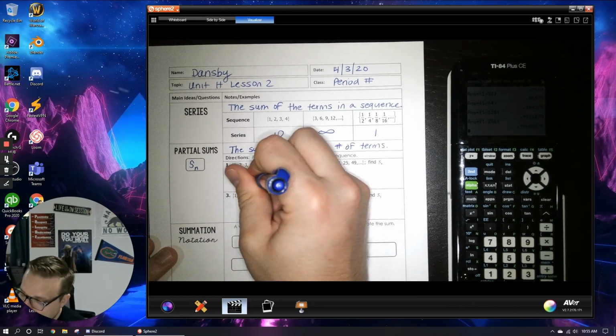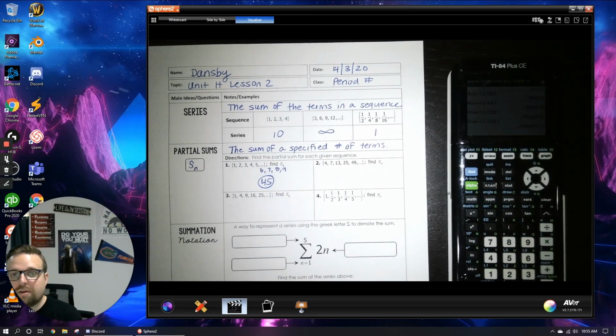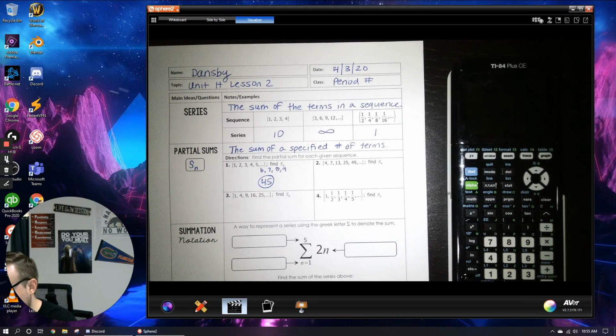And when you add that together, you get 45 as an answer. So that's the result for this one. That's all there is to it. They're going to give you the sequence, and they're going to tell you how many terms they want you to add together. Okay. Let's take a look at number 2.